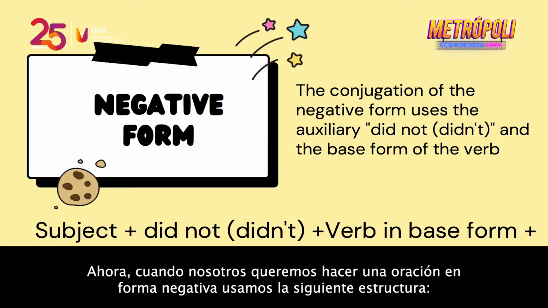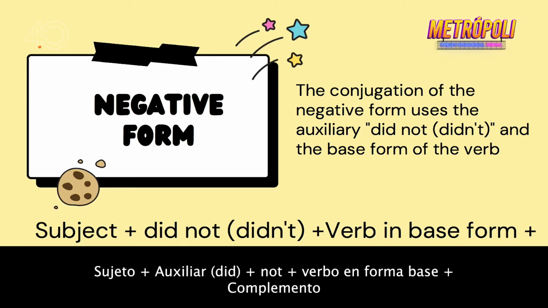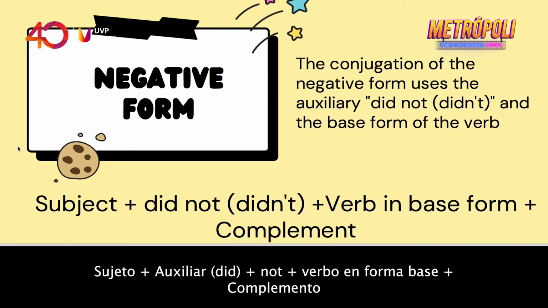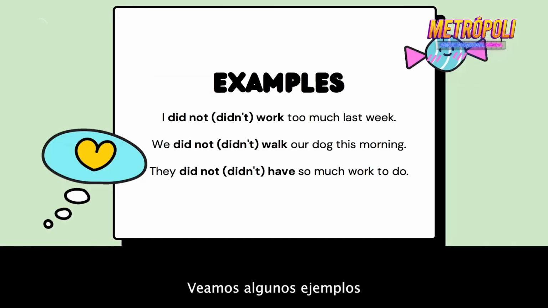Now, when we want to do a sentence in the negative form, we use the following structure: subject plus auxiliary, did not or didn't, plus verb in base form, plus the complement. Let's see some examples. I did not or didn't work too much last week. We did not or didn't walk our dog this morning. They did not or didn't have so much work to do.